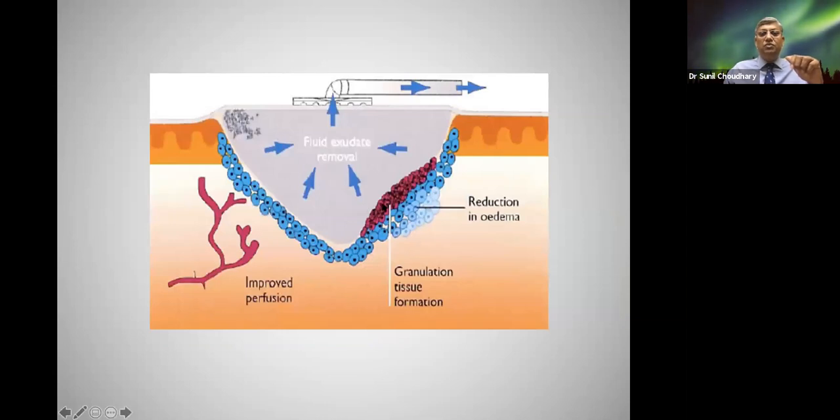You have a foam which basically reduces the edema. It improves perfusion because the negative pressure has been shown to increase angiogenesis. More granulation comes in. There is deformation of the wound, so it actually shrinks the wound by shear pressure. And the pressure that we maintain is usually about 125 millimeters of negative mercury pressure.